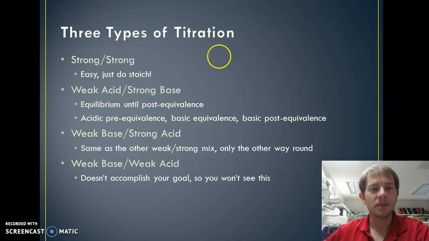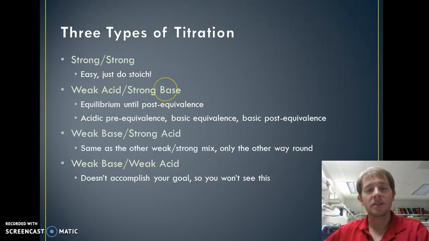Types of titrations. If you have a strong acid and a strong base, this is really pretty easy because strong things fully dissociate, so this is just a stoichiometry problem. It doesn't matter if you're at, before, or after equivalence. This is really just stoichiometry, to figure out how much of everything is there.